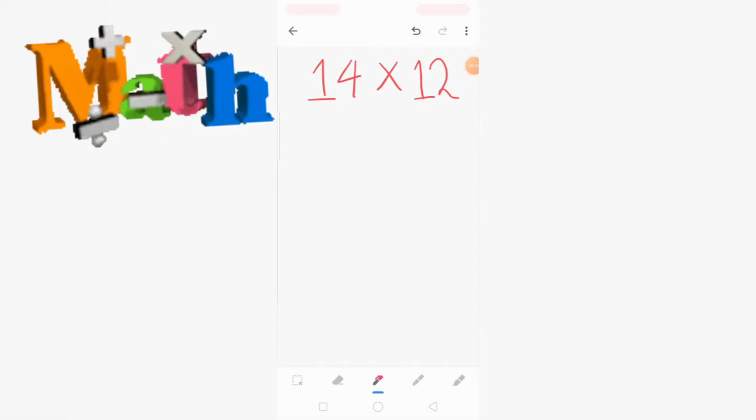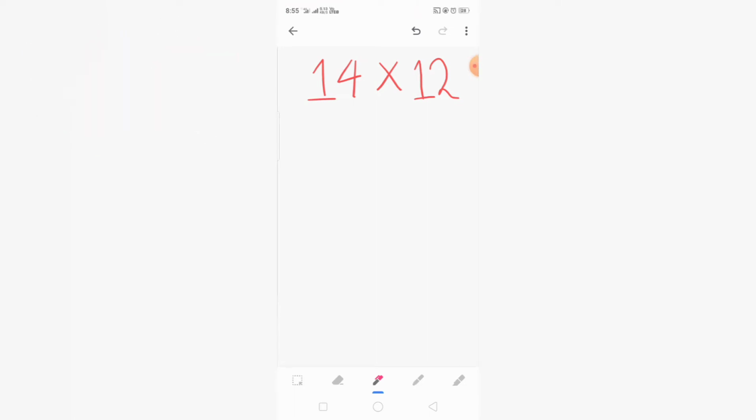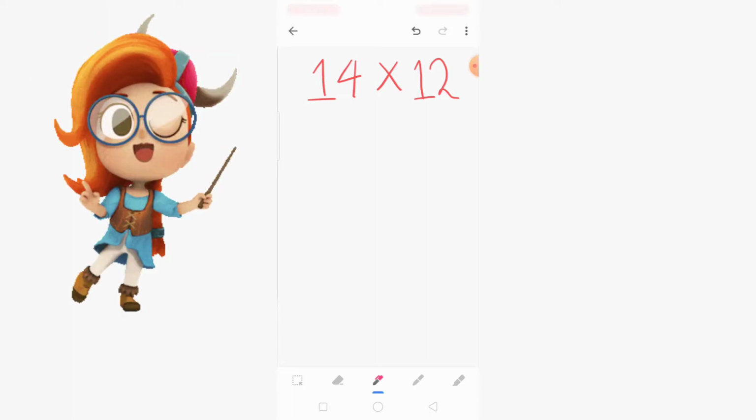Now we have already seen one digit multiplication in the lattice method. So now we discuss two digit multiplication. How to do two digit multiplication in the lattice method. Here see 14 and 12. Both are two digit numbers. 1, 4, 14, 1, 2, 12. Both are two digit numbers.